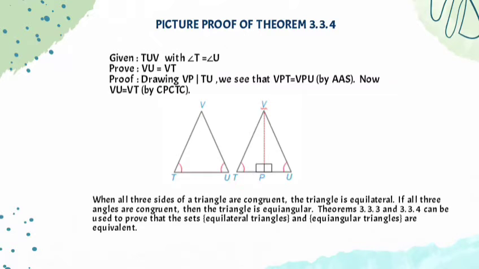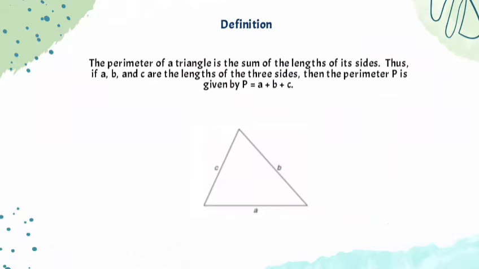When all three sides of a triangle are congruent, the triangle is equilateral. If all three angles are congruent, then the triangle is equiangular. Theorems 3.3.3 and 3.3.4 can be used to prove that the sets of equilateral triangles and equiangular triangles are equivalent. The perimeter of a triangle is the sum of the lengths of its sides. Thus, if a, b, and c are the lengths of the three sides, then the perimeter P is given by P equals a plus b plus c, see Figure 3.36.